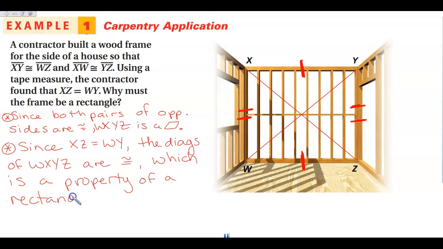Okay, so again, we need to show, first, we have a parallelogram property. So our opposite sides are congruent. So I know I've got a parallelogram. And then my diagonals are congruent, so that gives me the rectangle. All right.